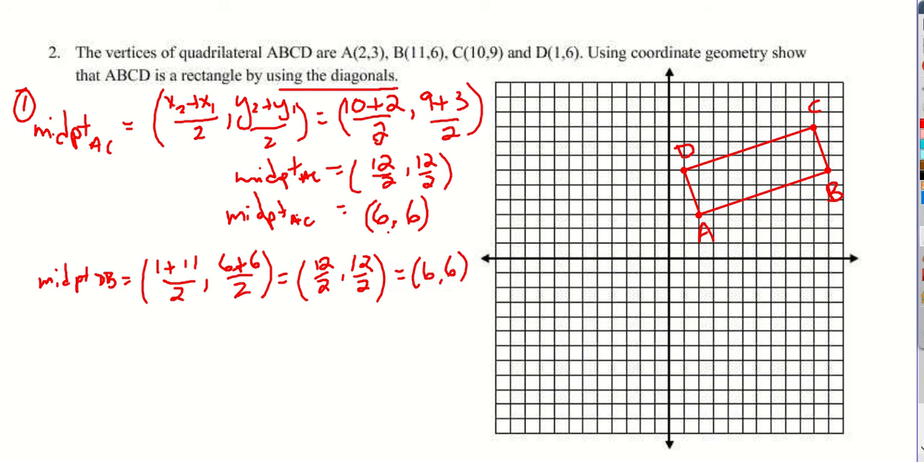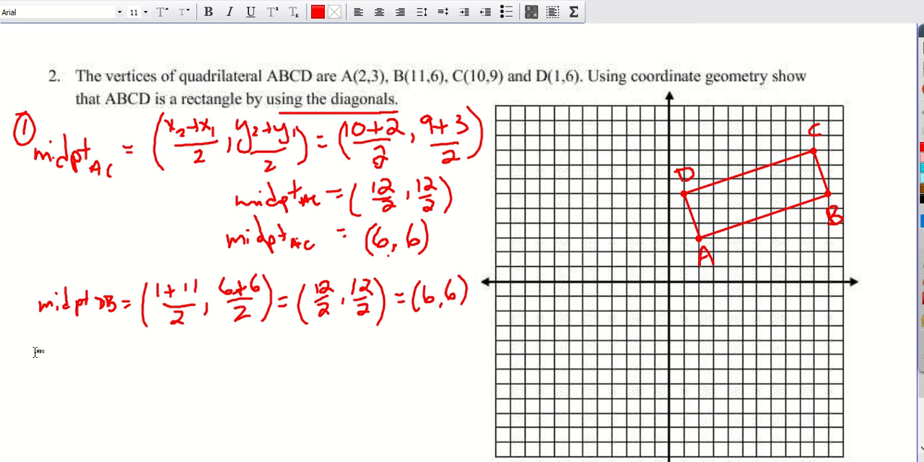All right, so we're going to make a statement here. We're going to say AC and DB bisect each other. I'm going to go ahead and type. Okay. So AC and DB bisect each other. We know that because they have the same midpoint.